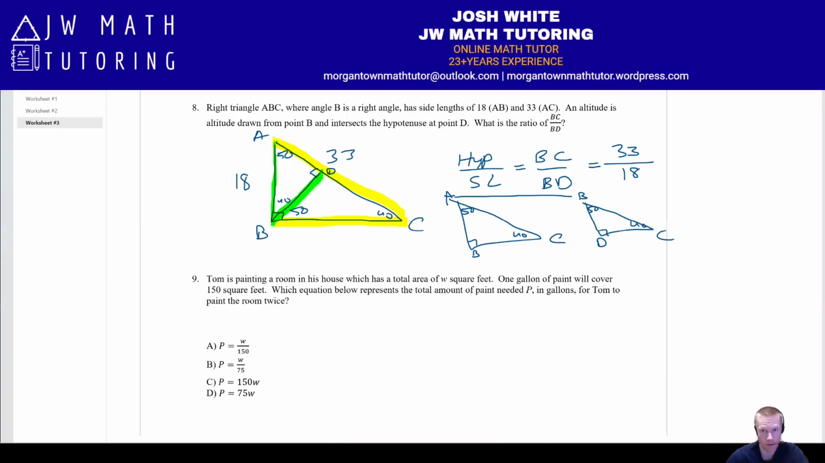So now you can easily see BC corresponds to AC, and BD corresponds to AB right here. So BC over BD, 33 over 18.